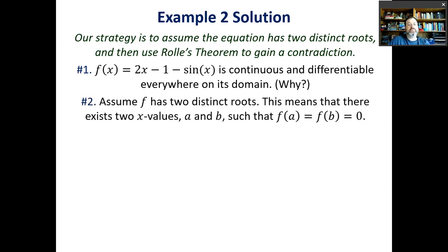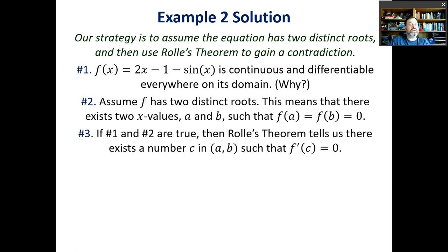Statement number 2. We are told to assume that there are 2 distinct roots. This means there exist 2 different x values, a and b, such that f of a equals f of b equals 0. Okay, continuous and differentiable, endpoints are equal, so we should be able to use Rolle's theorem. So if 1 and 2 are true, then Rolle's theorem tells us there exists a number c in the open interval ab such that the derivative equals 0. So continuous, differentiable, endpoints are equal. We've already proven Rolle's theorem. So if 1 and 2 are true, then number 3 has to be true.